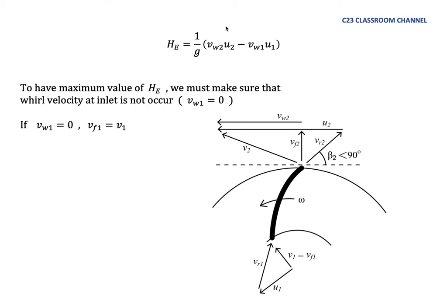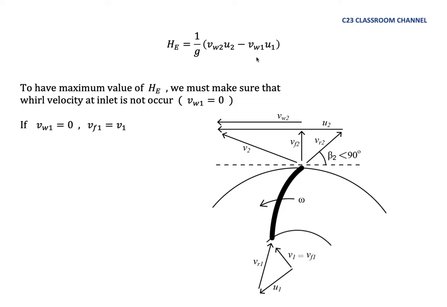If we look at this equation, to have the maximum value of Euler head, we must make sure that the whirl velocity V1 at the inlet is equal to 0. We cannot have U2 or U1 equal to 0 because they are the linear rotational speed of the blade. So the only possibility is to reduce the value of V1, which occurs because of the turbulence at the inlet. If we design the impeller blade at the inlet very well, and the suction pipe, the eye of the pump, we could reduce the whirl or turbulence at the inlet.